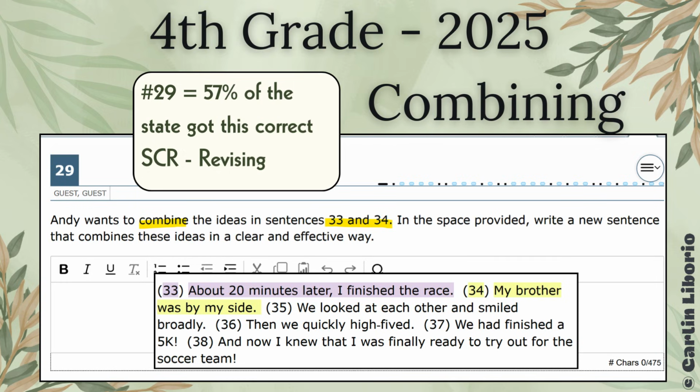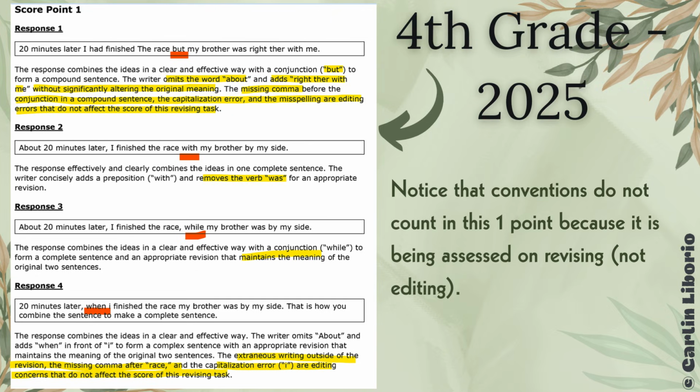And you might be thinking, oh yeah, you just put comma and, but guess what? There's so many possibilities, you have no idea. So I'm going to show you from the scoring guide. Look at all the possibilities that got a point. So one of them used the conjunction but and did not put a comma. One of them used the preposition with, and one of them used the conjunction while, and one of them used the conjunction when. All of these got the point.